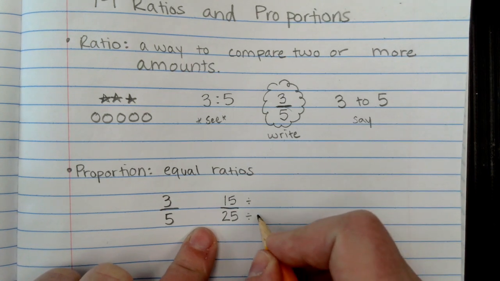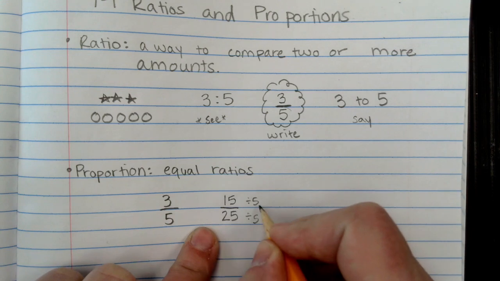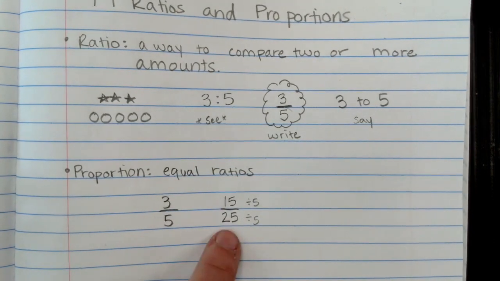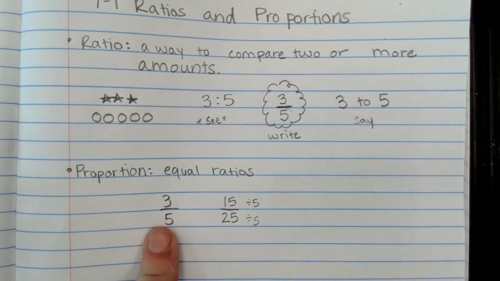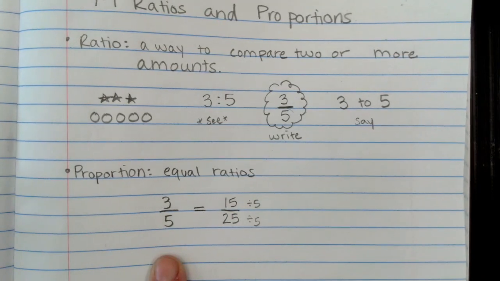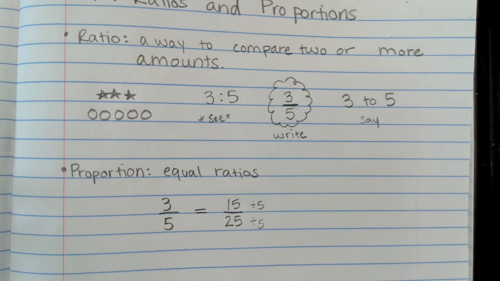If you do 15 divided by 5, we get 3. 25 divided by 5, we get 5. So it's proportional. Every time Sarah drew some stars, Destiny also drew some circles in the same amount every time.